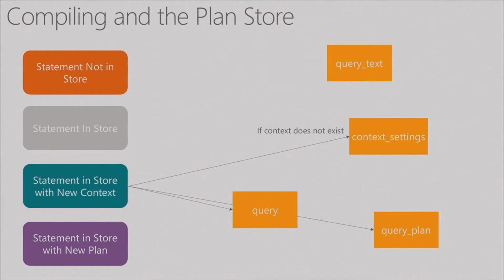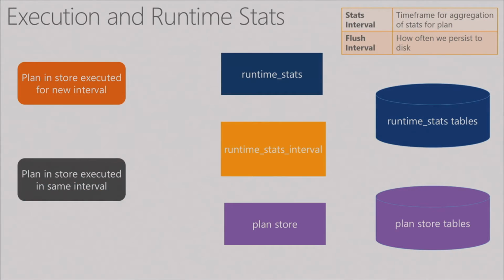If a statement comes into the store under a new context, which is something I mentioned previously, so you executed the same query text but with a different ANSI option, we will record the new context settings combination, a new query entry, and a new plan will of course be generated for that. And finally, if the statement is in Query Store but a new plan is being generated due to recompilation or whatever, it will be stored and the query data will be updated. So this is the runtime part of the story.